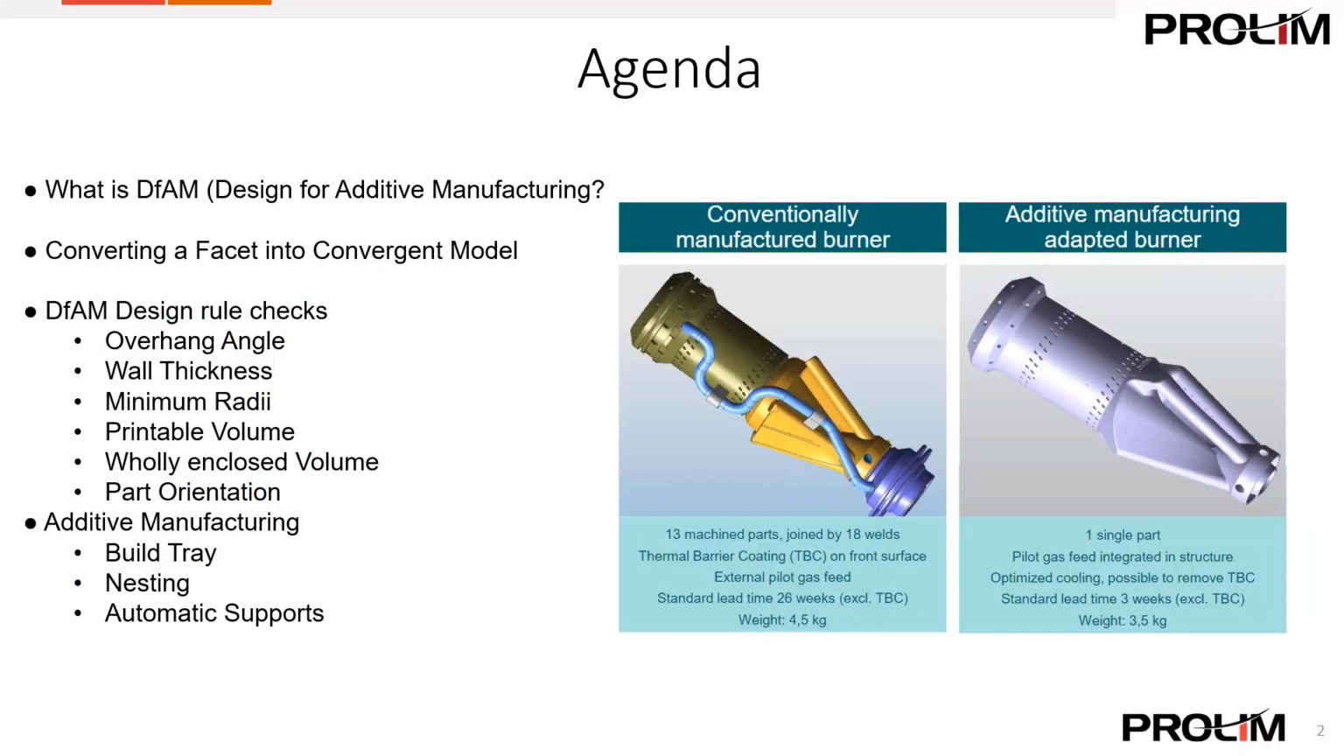On our agenda today, we'll be discussing what is DfAM, Design for Additive Manufacturing. We'll be converting a facet model into a convergent model, and we'll go over some DfAM design rule checks. Additionally, we will go into additive manufacturing with the build tray, nesting, and showing how to use automatic supports. The model that we will be using during this presentation continues on from my last webinar that was on topology optimization.